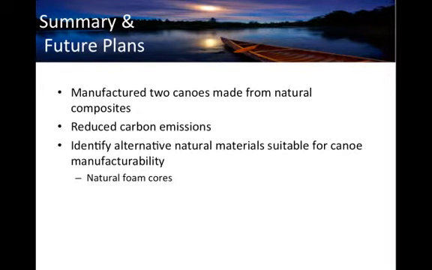So, summary and future plans. I manufactured 2 canoes made from natural composites, as well as reduced the carbon emissions in the actual manufacturing process, and obtaining the necessary materials reduce the carbon emissions as well. And thirdly, I want to identify alternative materials that are natural and suitable for canoe manufacturability. This kind of goes into what I was talking about earlier about finding materials with similar properties of carbon fiber with similar weight ratios to give you that performance and weight advantages.